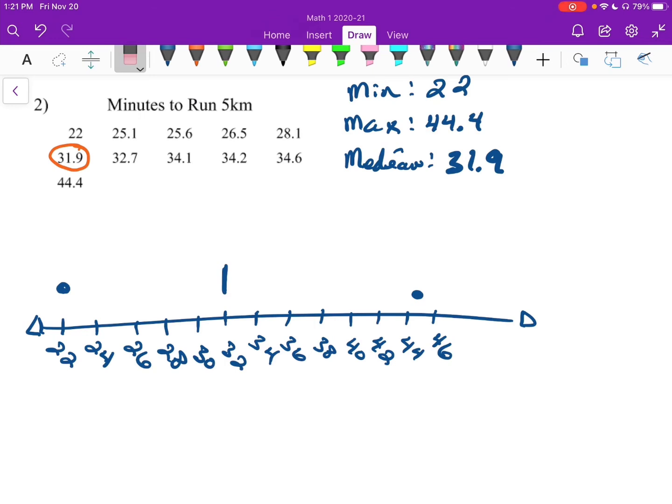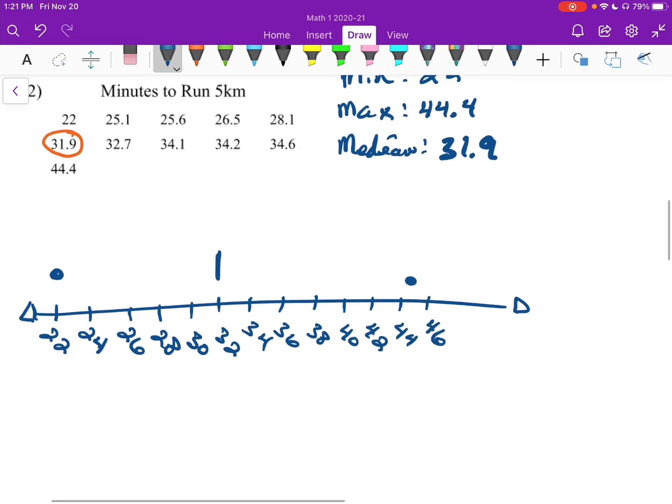If you're doing this on paper and you're not able to erase as easily as I can, you might just want to put little underlines, like underline a number whenever you do it. Whatever works for you. Rather than crossing it out, you could underline it.